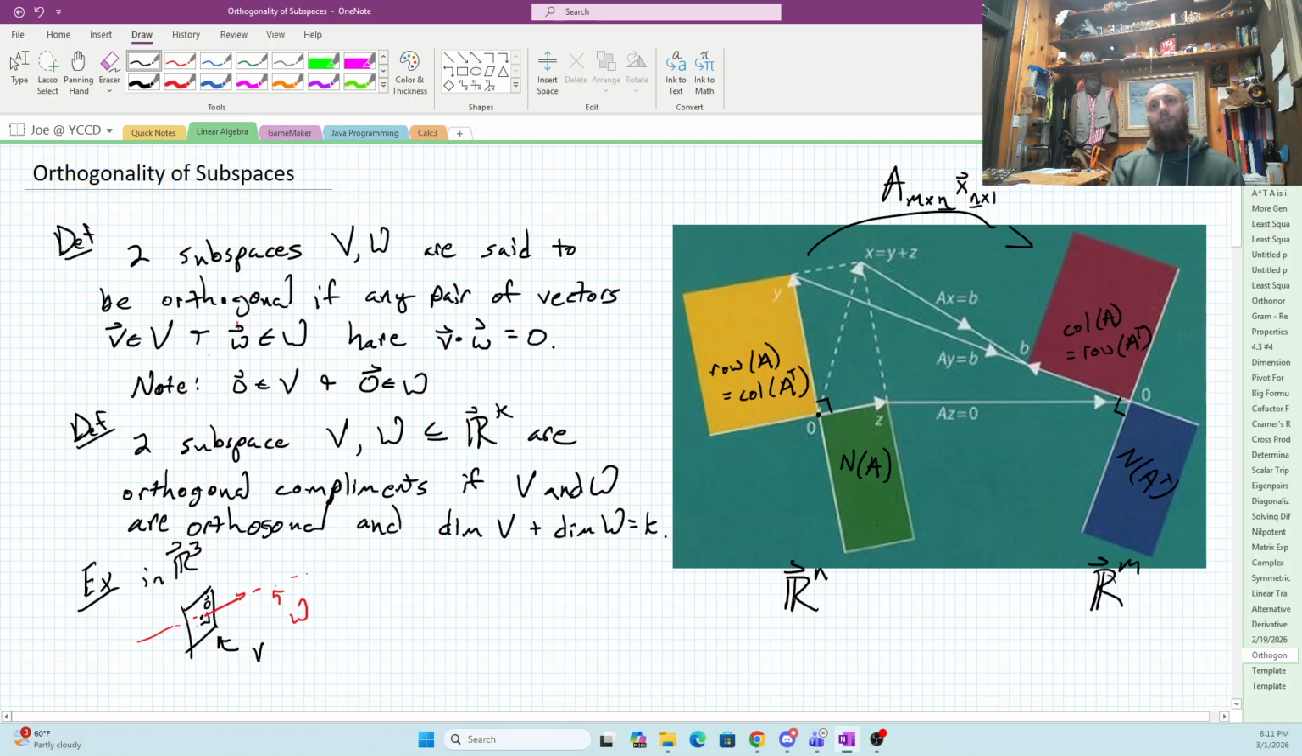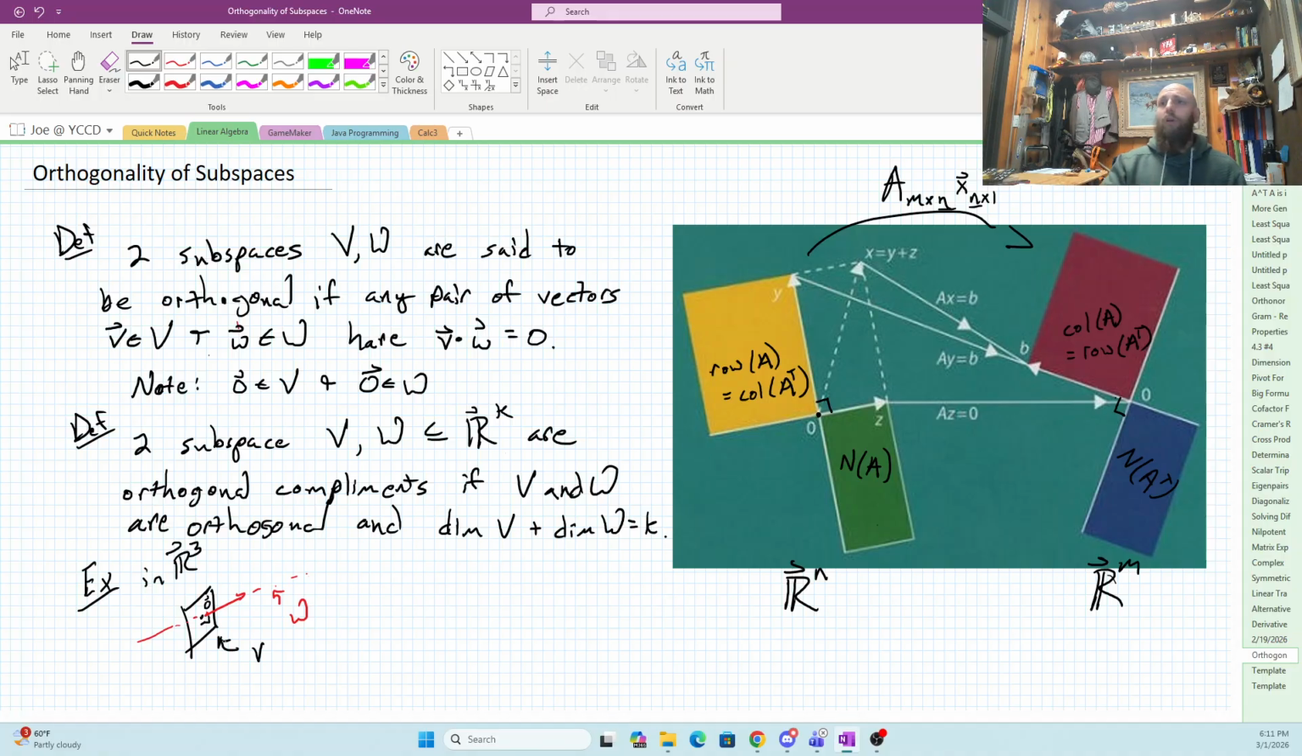So V is two-dimensional, W is one-dimensional. Any vector in the space then can be written as a vector in W plus a vector in V. So a vector in the plane will get you someplace out in the plane, and then run out along W to get the kind of height off the plane. So that's an example of orthogonal complements.